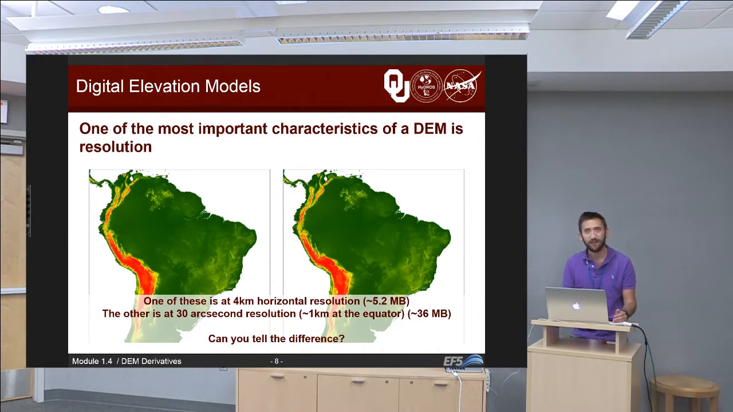That DEM takes up about 5.2 megabytes on a computer hard drive. The other DEM is at 30 arcsecond resolution, which means that at the equator, each grid cell is about 1 kilometer on a side. And that DEM takes up 36 megabytes on a computer hard drive, so 6 or 7 times as much space. And at this resolution, when you're looking at the continent, is it possible for you to tell the difference visually between these two maps?